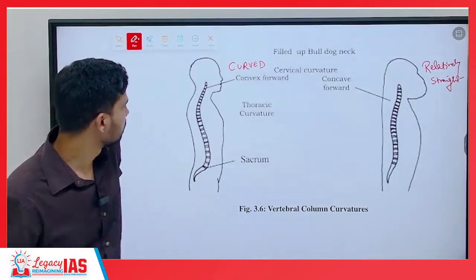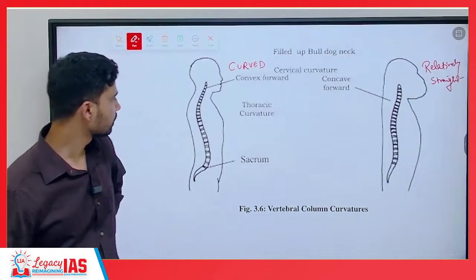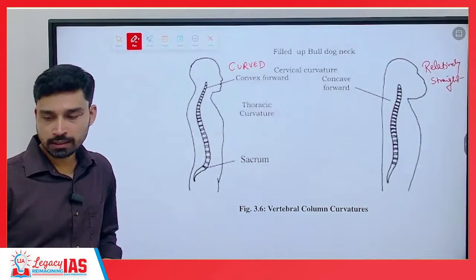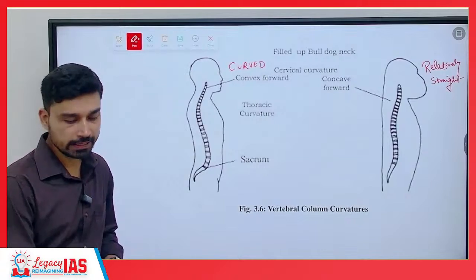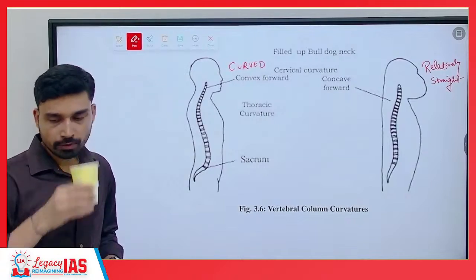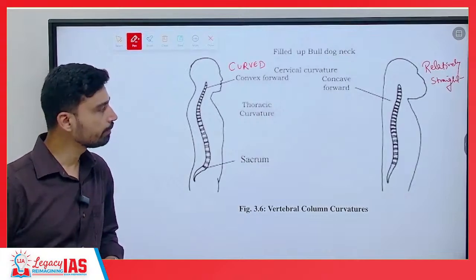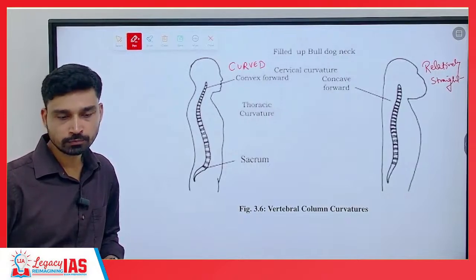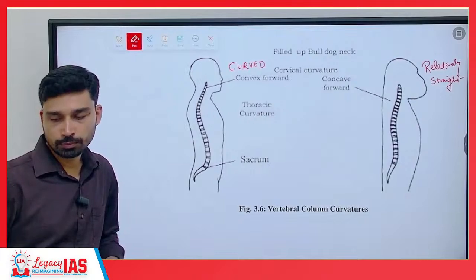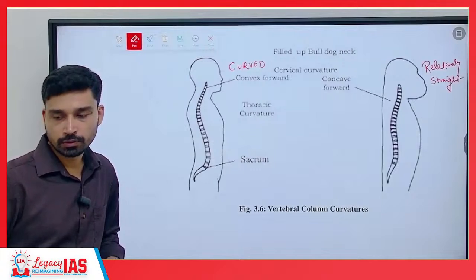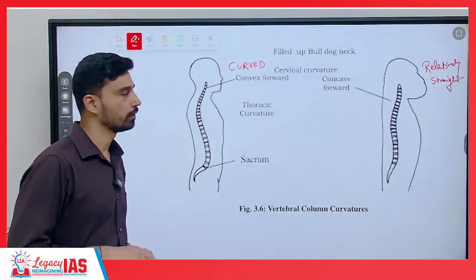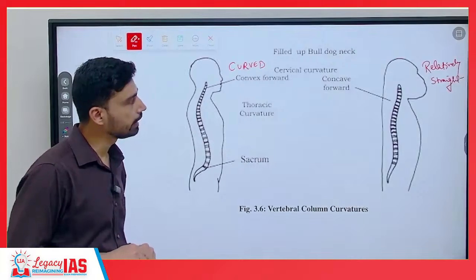For the second difference, we can write: in humans, the spinal column progressively increases in size from top to bottom, while it is of the same size everywhere in the apes.